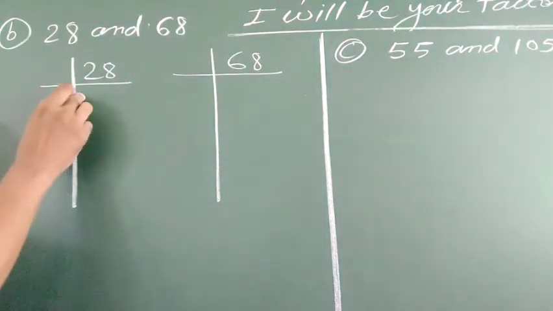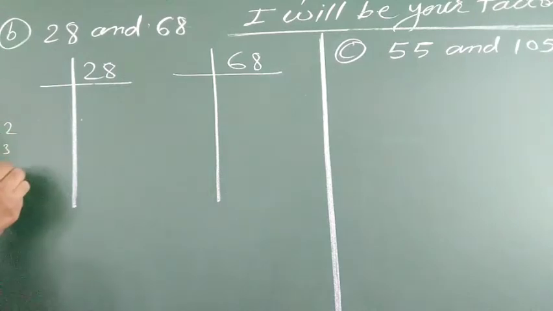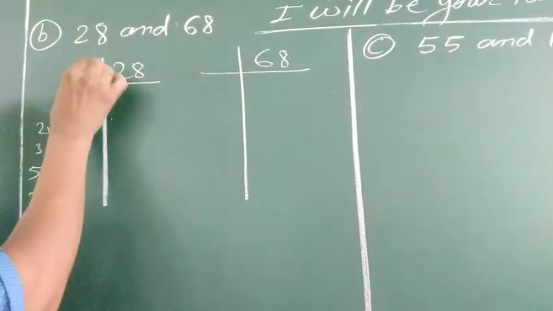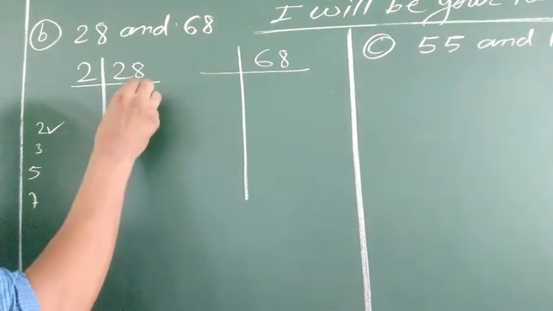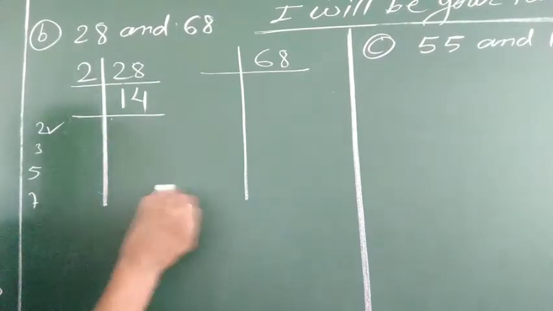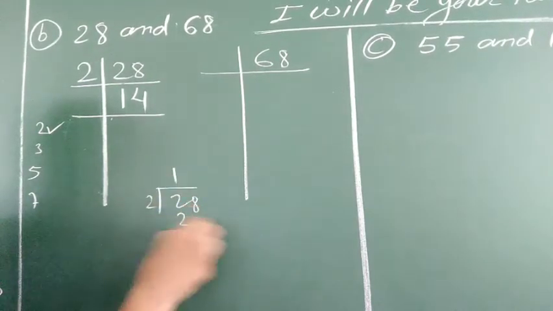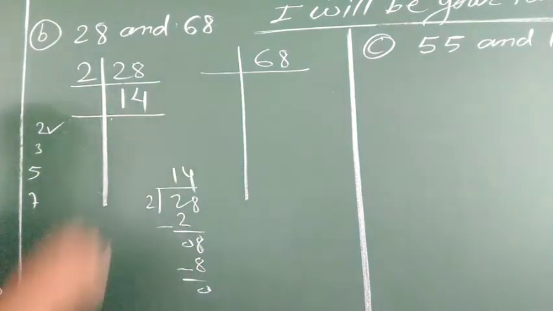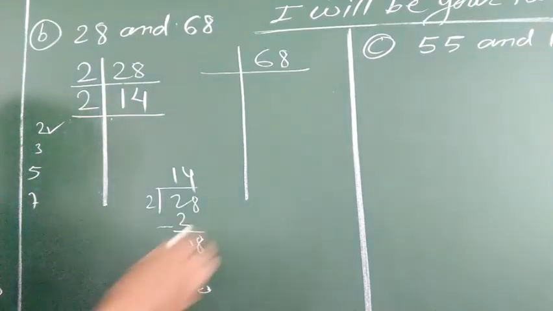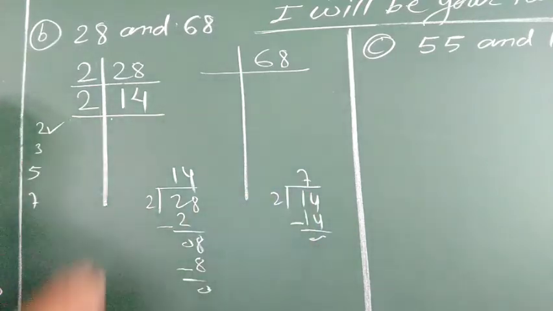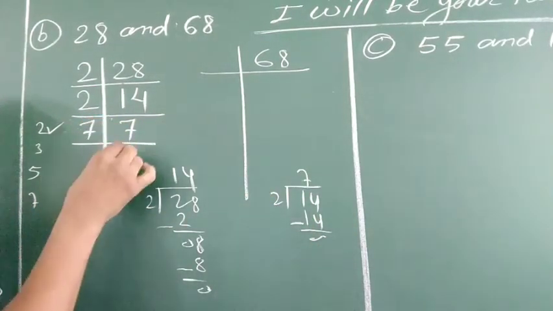See, this is 28. The prime numbers are 2, 3, 5, 7 like that. First of all we try with 2. 2 से try कीजिए. यहाँ पर 2 होगा बेटा. Then क्या होगा? It is 14. Now when you divide 28 by 2, 2 1s are 2 and 2 4s are 8. It is 14. Then try with 2 again. Now divide this 14 by 2, 2 7s are 14. See, 7, 7, 1.